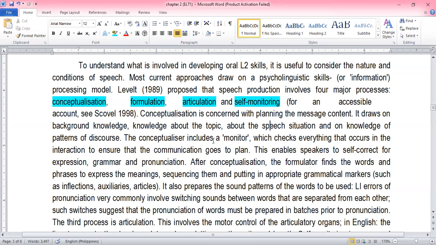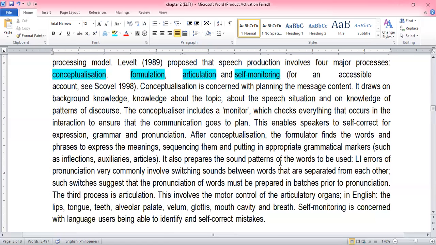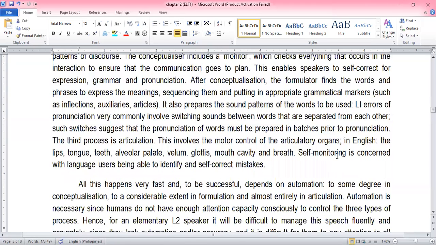Now, sa articulation naman, saan yung articulation? Ayan. This involves the motor control of the articulatory organs. In English, the lips, tongue, teeth, alveolar palate, volume, glottis, mouth cavity, and breath. In short terms, in articulation, doon ka na nagsasalita. Okay? Dito nagpaplano ka, dito nagpo-formulate ka at the same time, transfer from L1 to L2, and dito nagsasalita ka na. And then, self-monitoring is concerned with language users being able to identify and self-correct mistakes. Okay?